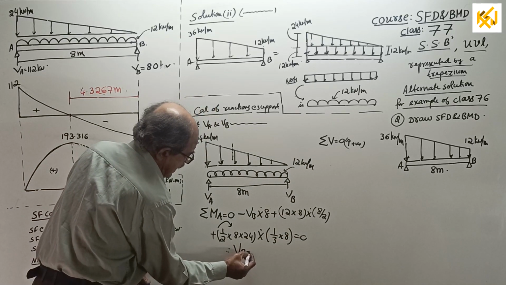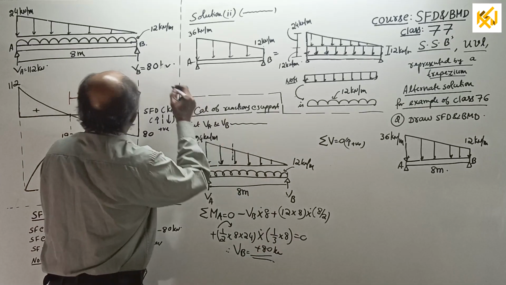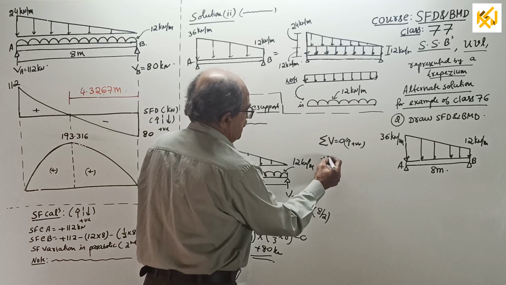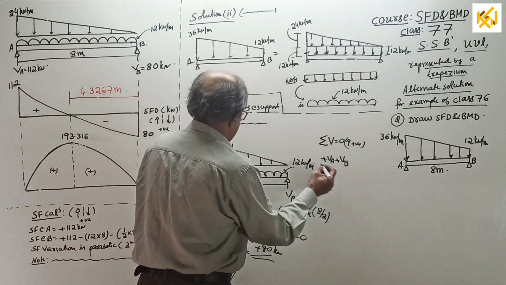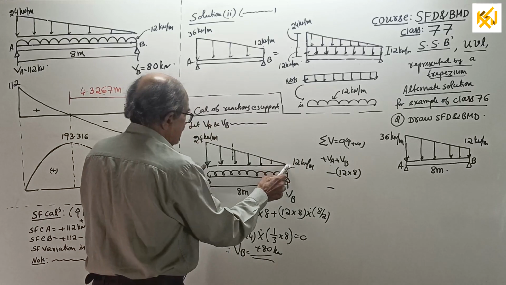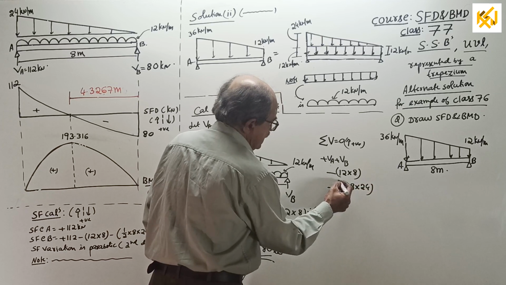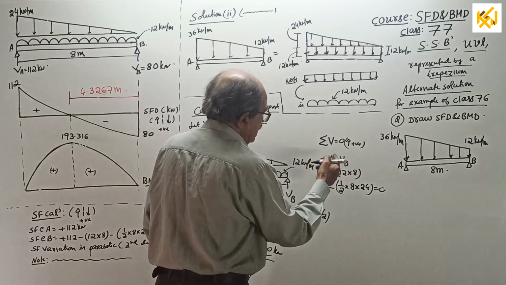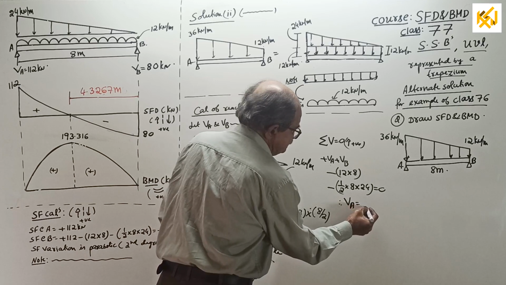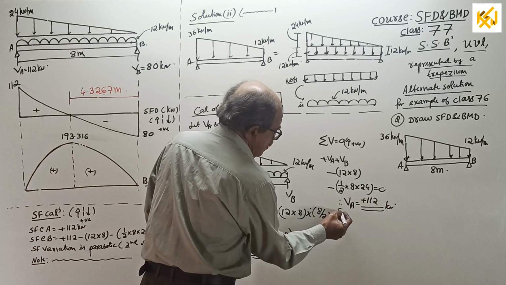Therefore, you get the value of VB. I am not solving because I know the answer here: plus 80 kilonewton. Now sigma V equal to 0, upward positive: VA plus VB minus the UDL, 12 kN per meter for 8 meter, also minus this uniformly varying load, half into 8 into 24, equal to 0. You know the value of VB, substituting, therefore you get the value of VA. Why should I bother to calculate? Plus 112 kilonewton.